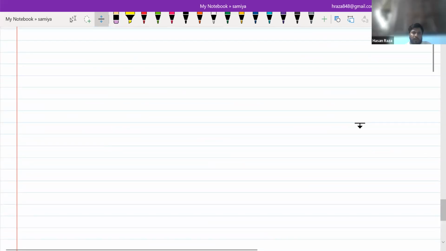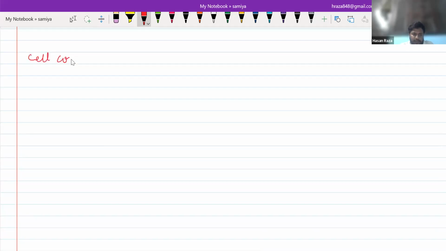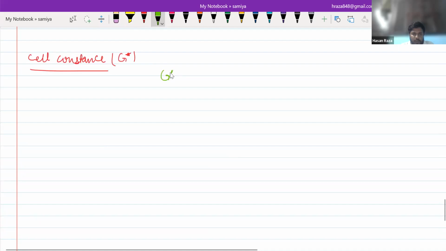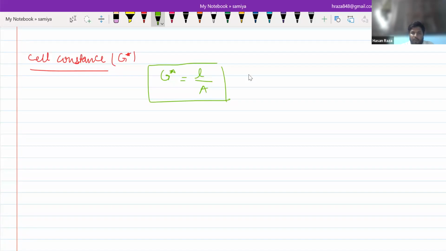Now see, there will be another term, that is cell constant. And cell constant is very easy. Cell constant is denoted by G star. Basically, G star is equal to length of the conductor upon area of cross section of conductor. And what will be its unit? Unit is centimeter upon centimeter square, per centimeter. Please write it.